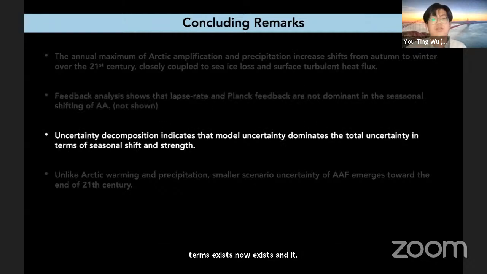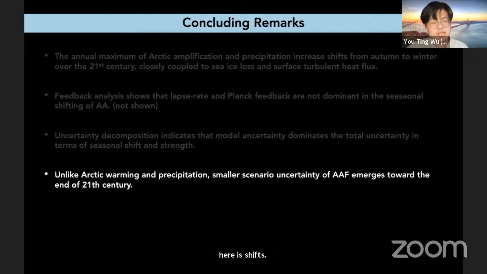The third thing is that we did uncertainty decomposition analysis, and we found that the model uncertainty will dominate the total uncertainty with respect to how many months it shifts and in what year it shifts. The next thing is that we found a smaller scenario uncertainty of AF in seasonal evolution, which is not like the Arctic warming and precipitation. So we have to take more care about calculating AF in seasonality. Okay, so that's it. Thanks for listening.